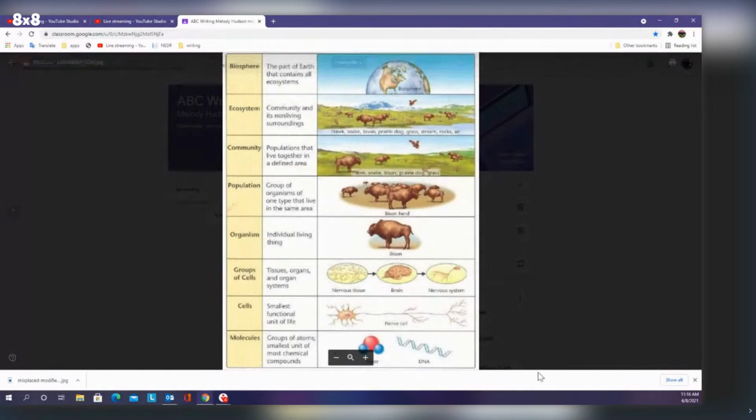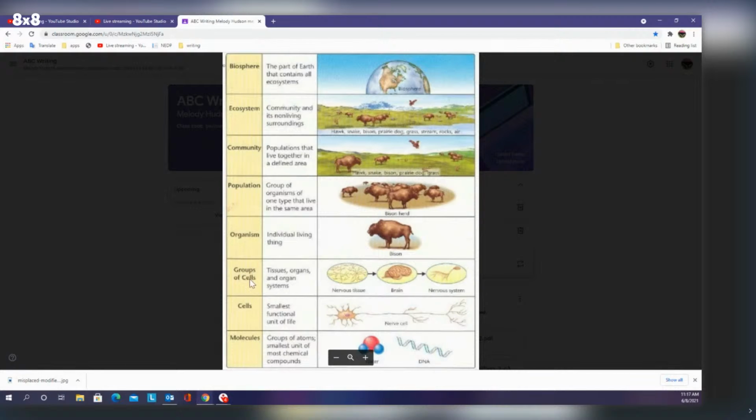So when we start looking at life, we start with the tiniest particles or molecules, correct? We're talking about water. They are groups of atoms, the smallest unit of chemical compounds. And for all living things, we're talking about DNA, right? Which will turn things into cells or tissue or organisms. So DNA is the basis, correct? And then we go to the smallest functional unit of life. We're talking about cells. And this actually is a nerve cell.